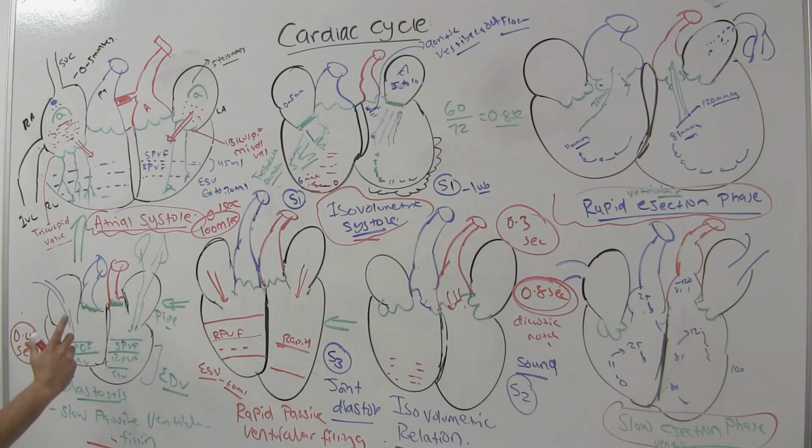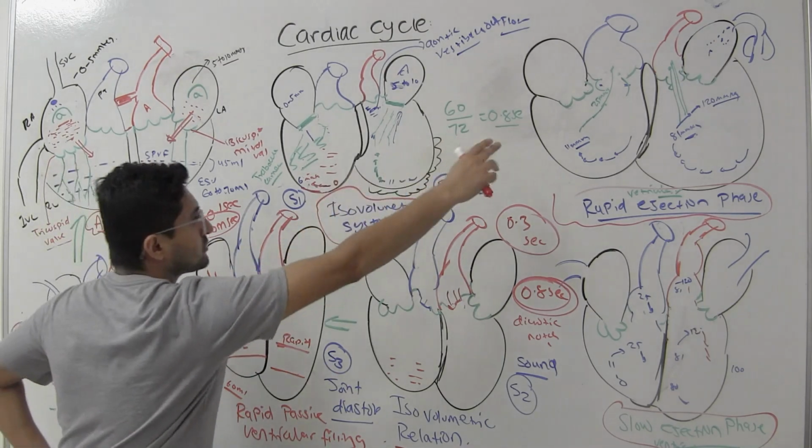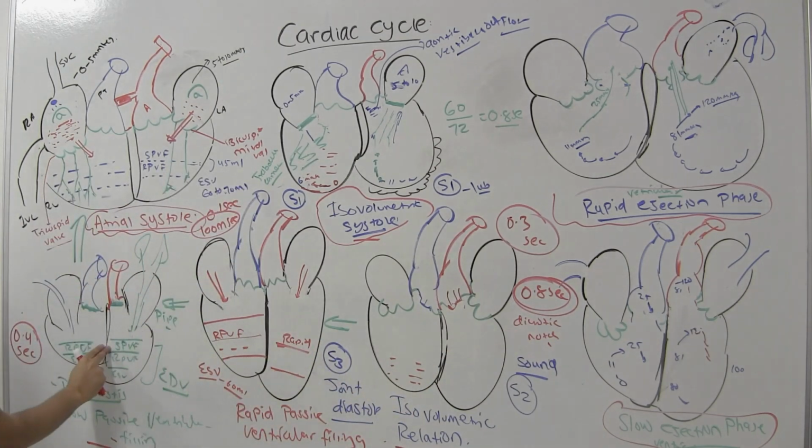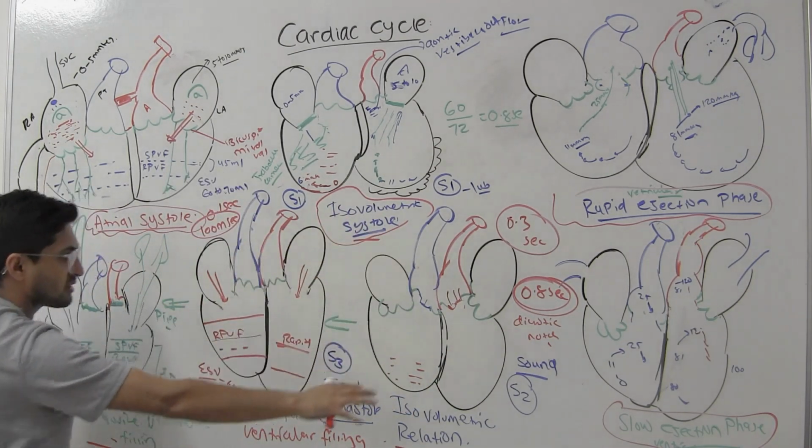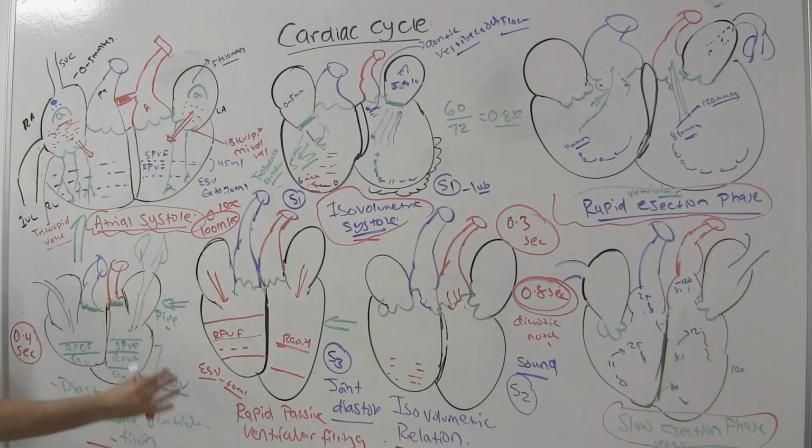Now, if you look at it, which one is longer? Atrial diastole. Where is atrial diastole happening? This is the only atrial contraction, right? So all of this, 1, 2, 3, 4, 5, 6, is your atrial diastole. So atrial diastole is longer.